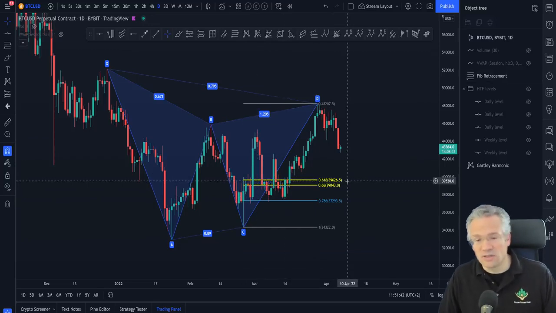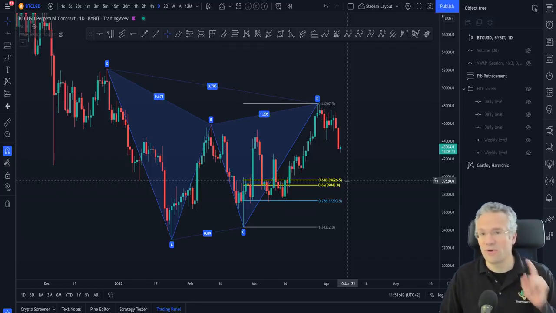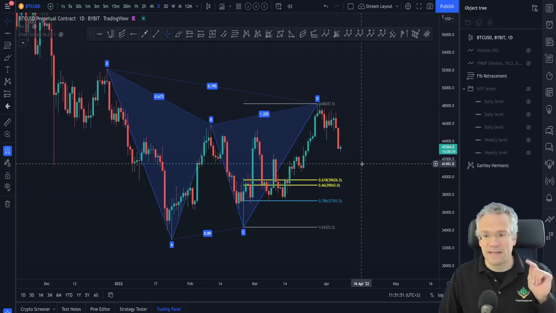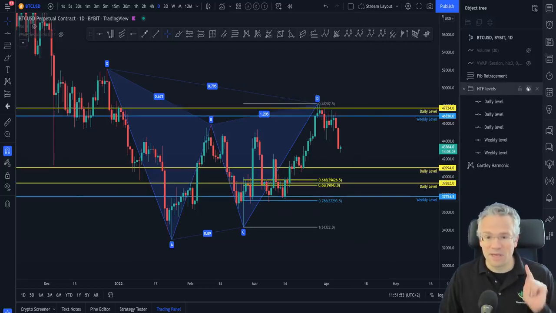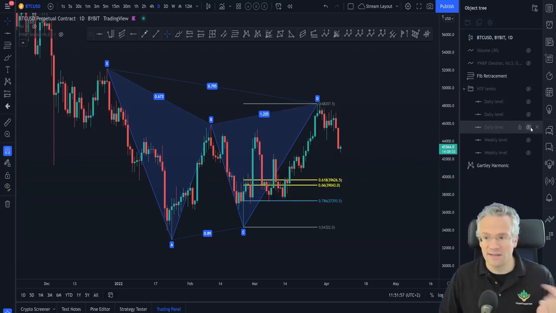Is it going to hold? Is it not going to hold? Are we going to get there? Are we not going to get there? Well, we shall see. But the important thing is that we're already prepared for this. Now, please notice that I am keeping my chart very clean on purpose, and I only turn on things as I need them.